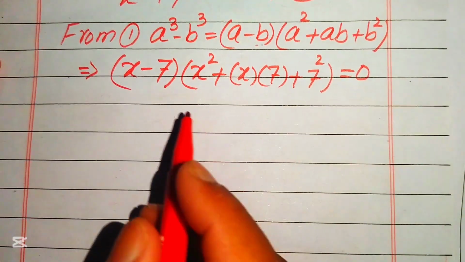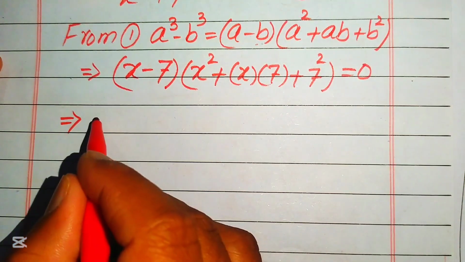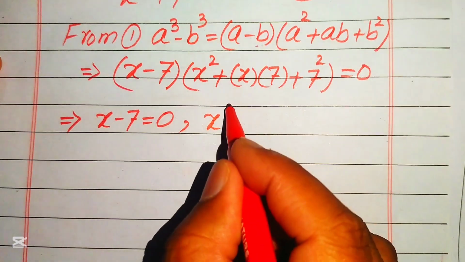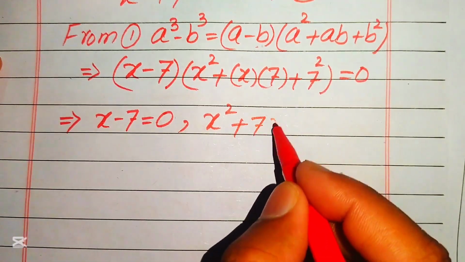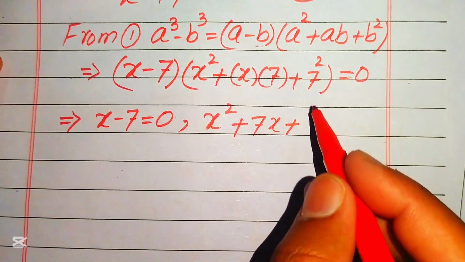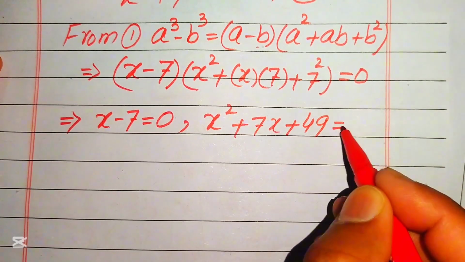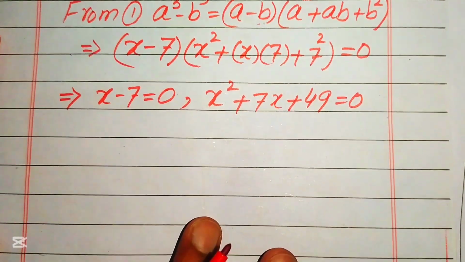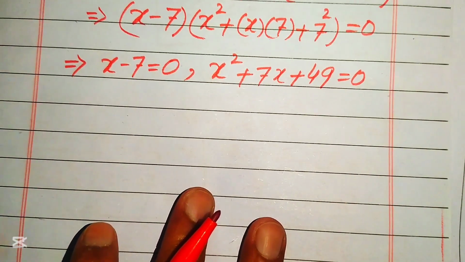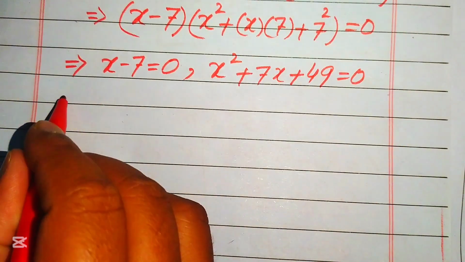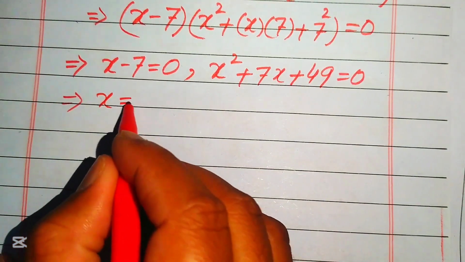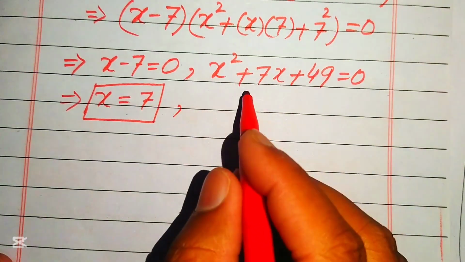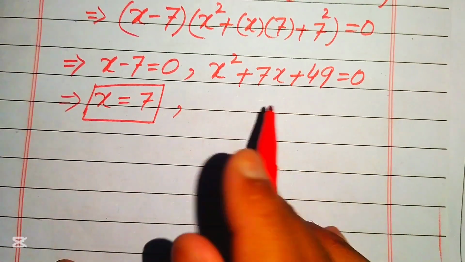This whole equation equals 0. And now in the next step we divide this equation into two cases. The first case is x minus 7 equals 0, and the second case is x squared plus 7x plus 7 squared, which is 49, and this whole equation equals 0. We solve these two equations, and from the first we easily get the value x equals 7. This is the first root of the given equation.